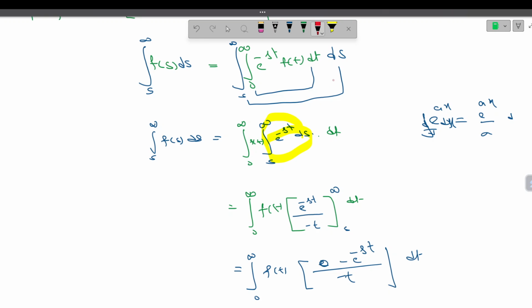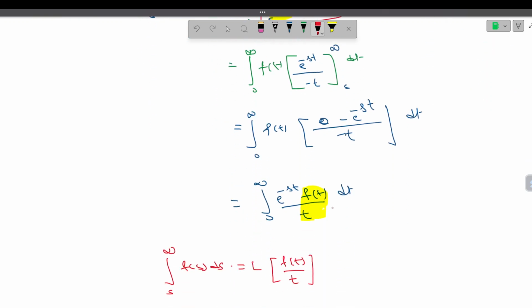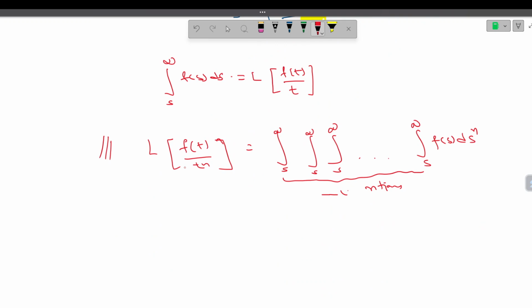You see, ds with ds, you are just changing s to infinity ds, same. F of t, because it is a function of the variable t here, we are not interested in it here. It is outside. This we are integrating, e to the power of minus st by minus t, because we are integrating with respect to s. Upper limit is 0, minus lower limit is s. So minus minus getting cancelled, f of t by t. The Laplace transformation of f of t by t equals the integral from s to infinity of F of s ds.